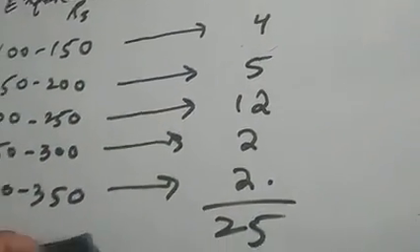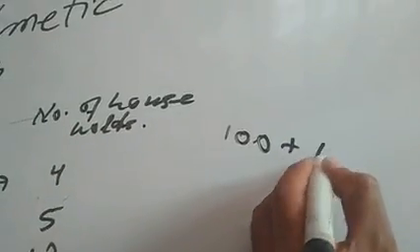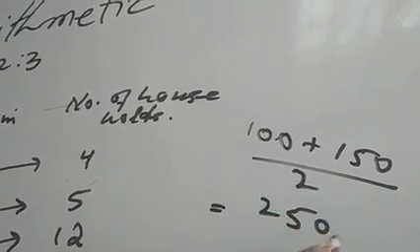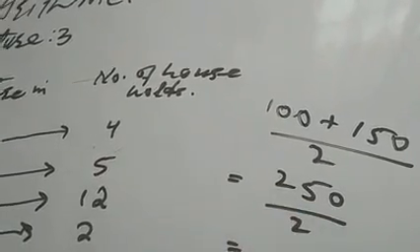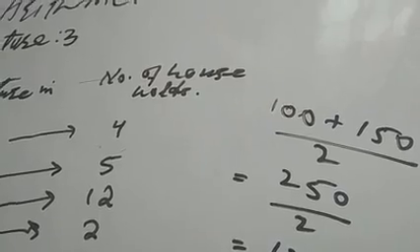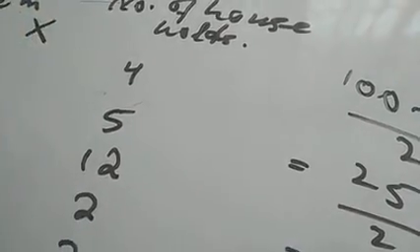Now let us first find the mid value, and I have already told you how to find the mid value. Lower limit 100 plus upper limit 150, divided by 2. That will be 250 divided by 2. When you divide 250 by 2, you will get 125. So the mid value is 125. I will write mid value here. I will denote mid value by x.